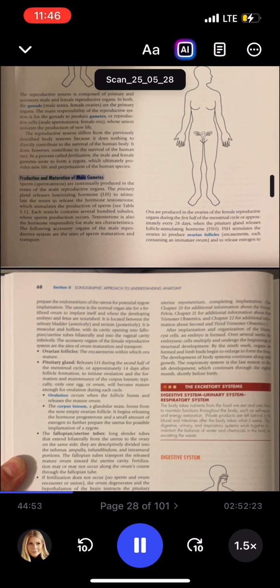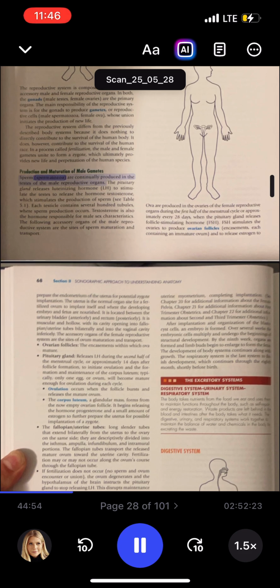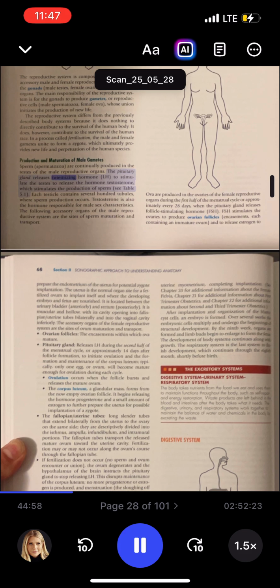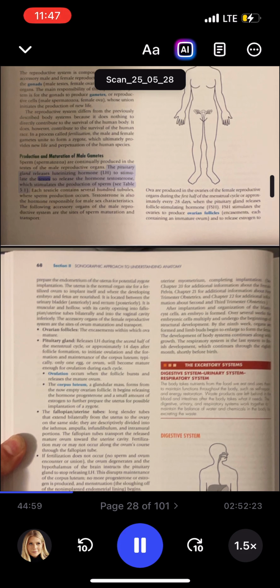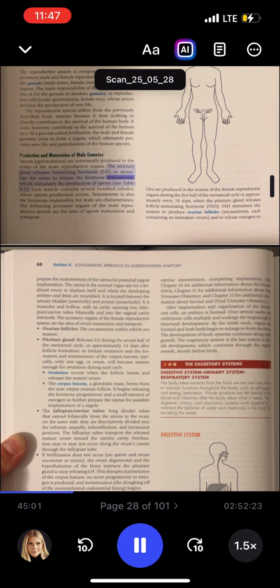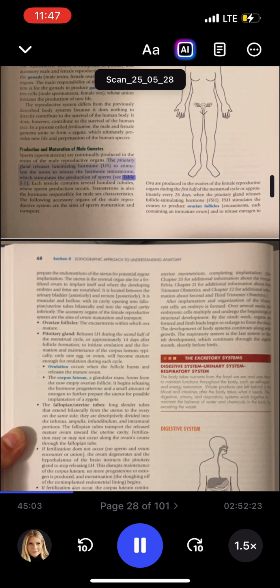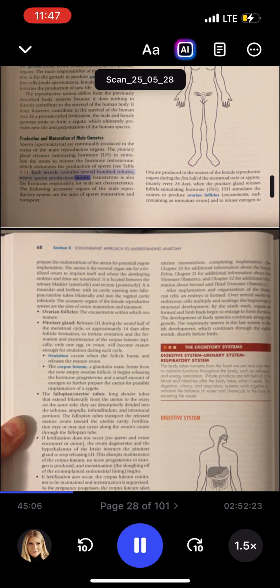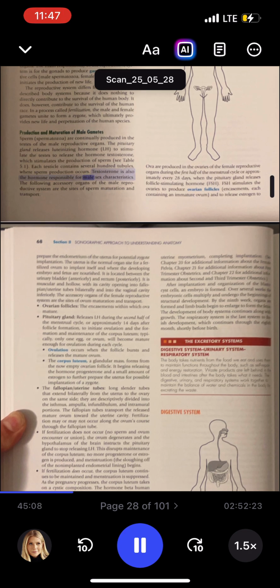Production and maturation of male gametes. Spermatozoa are continually produced in the testes of the male reproductive organs. The pituitary gland releases luteinizing hormone, LH, to stimulate the testes to release the hormone testosterone, which stimulates the production of sperm. See Table 5.1. Each testicle contains several hundred tubules where sperm production occurs. Testosterone is also the hormone responsible for male sex characteristics.